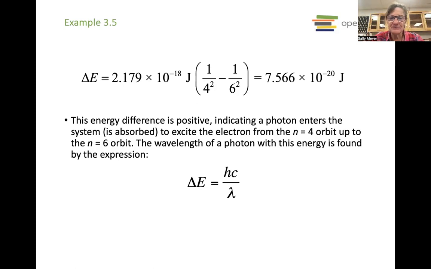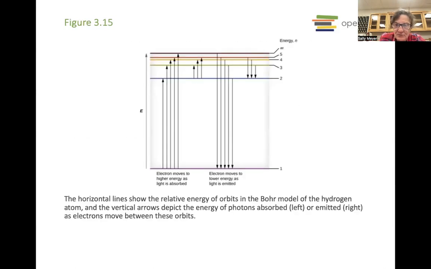So the energy difference is positive. That means that you have to absorb a photon for the electron to go from 4 to 6. So it's going up in energy. When you look back at this picture, it would be one of these on the left-hand side.